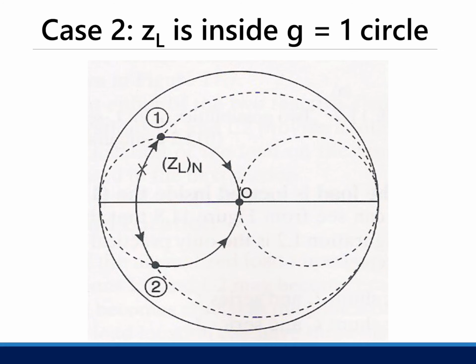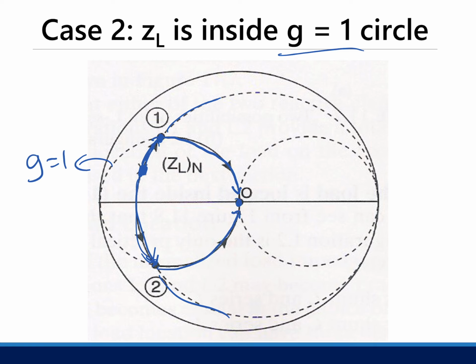The next case is when you're inside G equals 1. And when you're inside G equals 1, let's say you start here. Okay. So you start here, then you need to move in a constant resistance circle first until you hit the G equals 1 circle. So you can go either way. And then you get these two. So from there, you move in a constant conductance circle until you hit the center of the Smith chart.